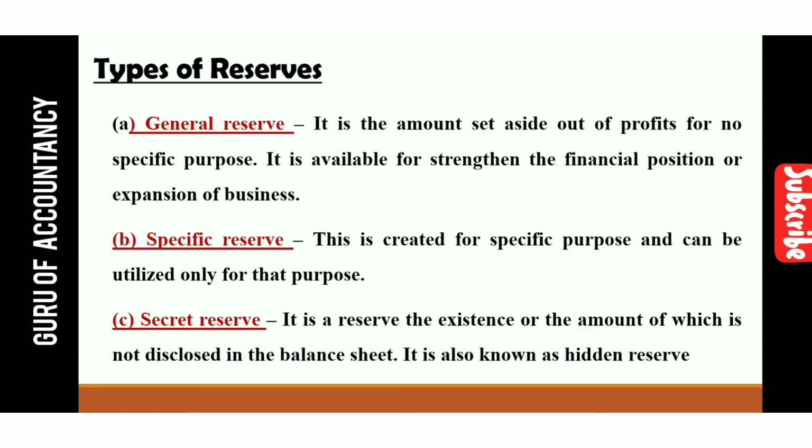Second is specific reserve. Specific reserve is created for a specific purpose and it can be utilized only for that particular purpose. Say for example, dividend equalization reserve. So dividend equalization reserve is created to maintain a steady rate of dividend over the years. Here the purpose is very clear. It can be utilized only for the equalization of the dividend. So dividend equalization reserve is one of the specific reserves.